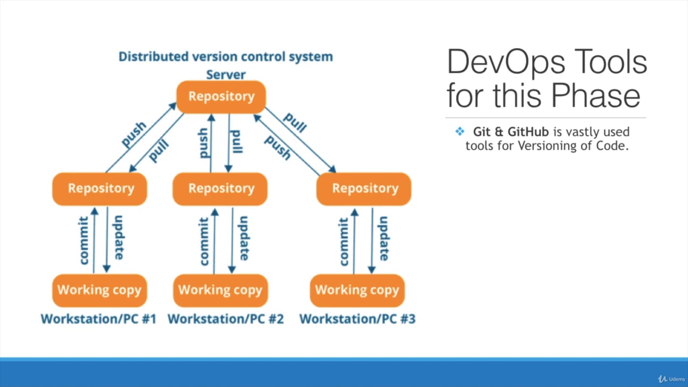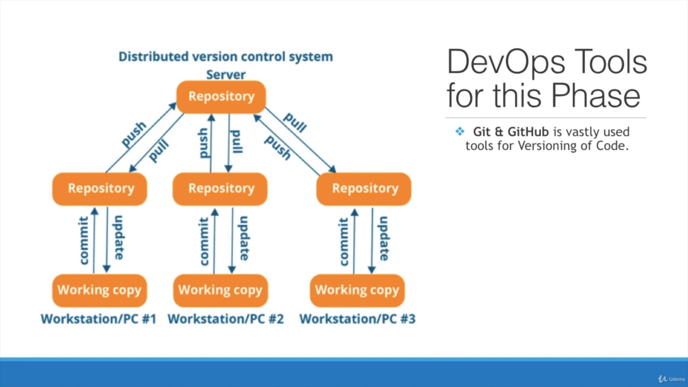So where does DevOps come into the picture? In continuous development, DevOps comes into the picture when we are talking about the versioning of our code, right? The tool we are going to use, or the most popular tool for version control, is Git and GitHub. Git is a tool and GitHub is a repository. So we are going to use Git and GitHub as a version control system. The very second section of this course will describe everything from A to Z about Git and GitHub. So this is the simplest diagram where I have described the distributed version control system.